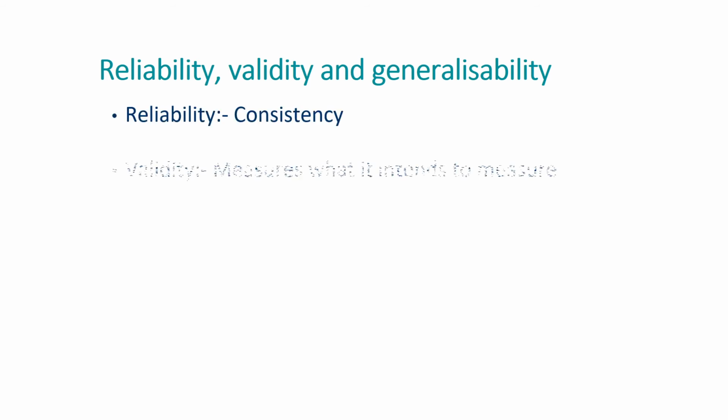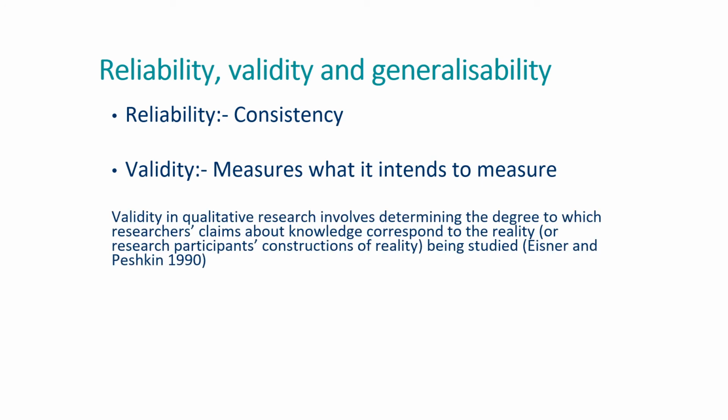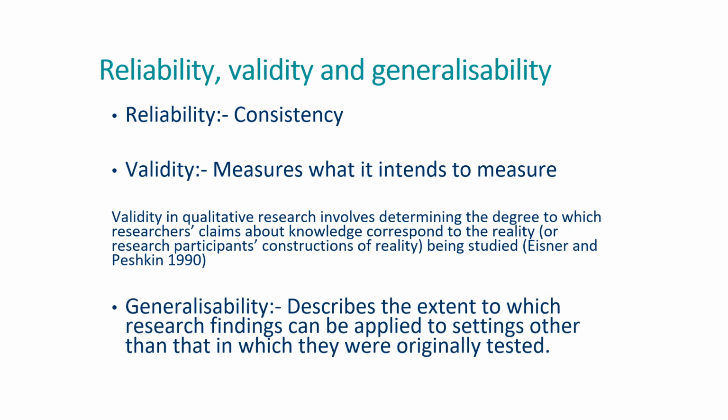We also need to look at the reliability, the validity, and the generalizability. Reliability is in terms of consistency, validity in terms of what the measures intend to measure. And validity in qualitative research involves determining the degree to which researchers' claims about knowledge correspond to the reality, or research participants' construction of reality, being studied. Generalizability describes the extent to which research findings can be applied to settings other than that in which they were conducted.